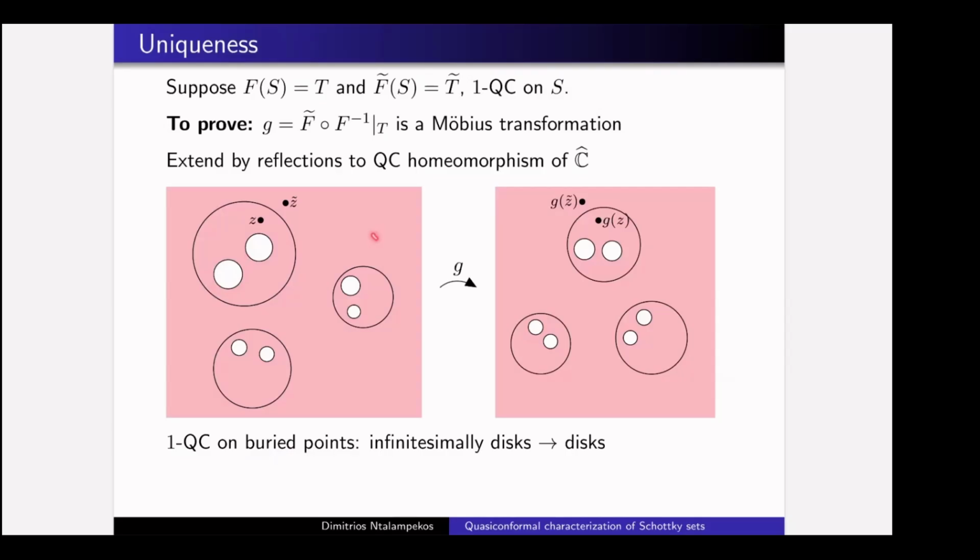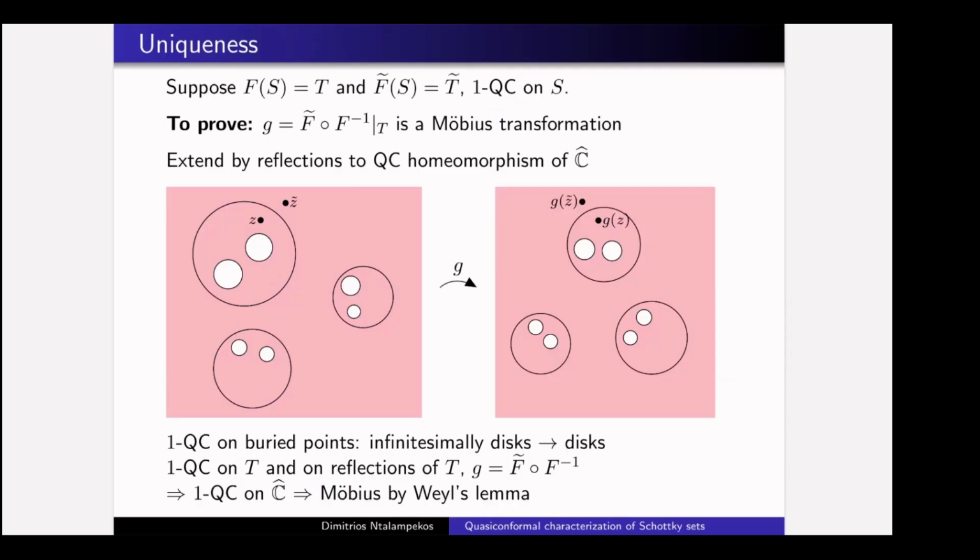And on the pink set S, by assumption, the map is 1 quasiconformal. And it's also 1 quasiconformal on the reflections, because we just compose it with Mobius transformations. So it is 1 quasiconformal also on the Schottky sets T and on the reflections. So altogether, the map is 1 quasiconformal at almost every point of the sphere. It is quasiconformal in the entire sphere. So we can apply Weyl's lemma to prove that it's a Mobius transformation.